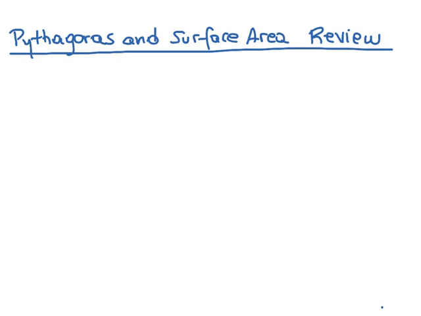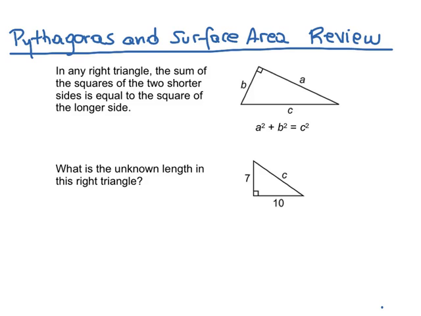Welcome to Pythagoras and surface area review. In any right angle triangle, the sum of the squares of the two shorter sides is equal to the square of the longer side. Usually the longer side faces the 90 degrees. The 90 degrees is a right angle that looks like a square.